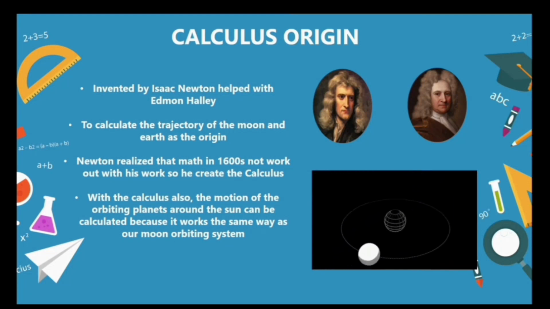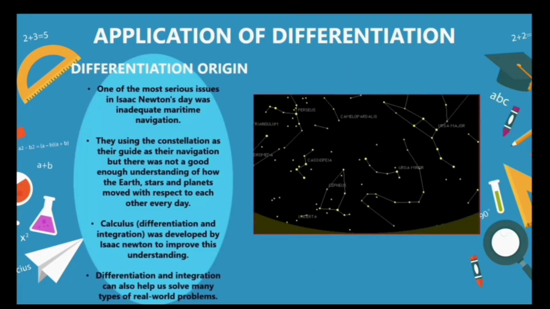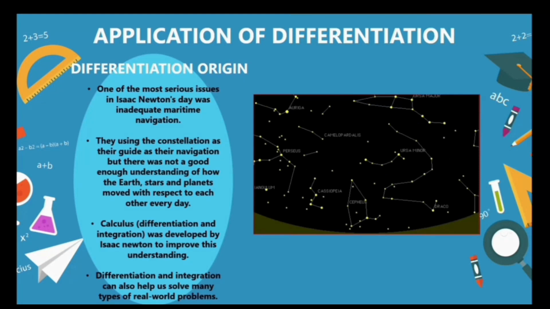With calculus, the motion of the orbiting planets around the Sun can also be calculated, because it works the same way as our Moon orbiting system. Application of differentiation. Differentiation origin.